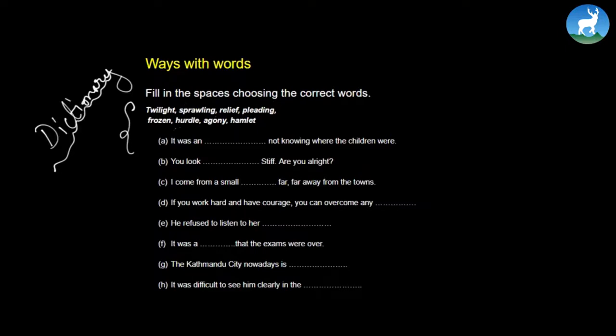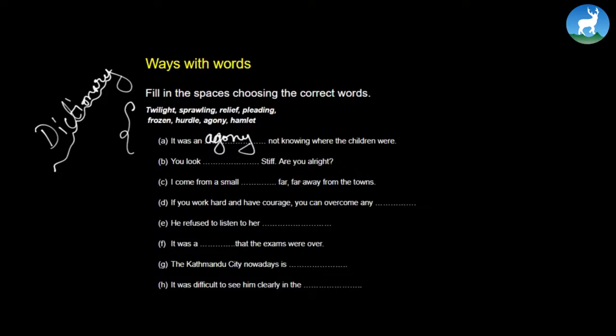Okay, so first of all, take a time to find the meanings of these words. And now that you know the meaning, let's try to fill in these words into these sentences. It was an, we have a blank, not knowing where the children were. So what do you think is the correct word for number A? Have you figured it out? It was an agony, not knowing where the children were.